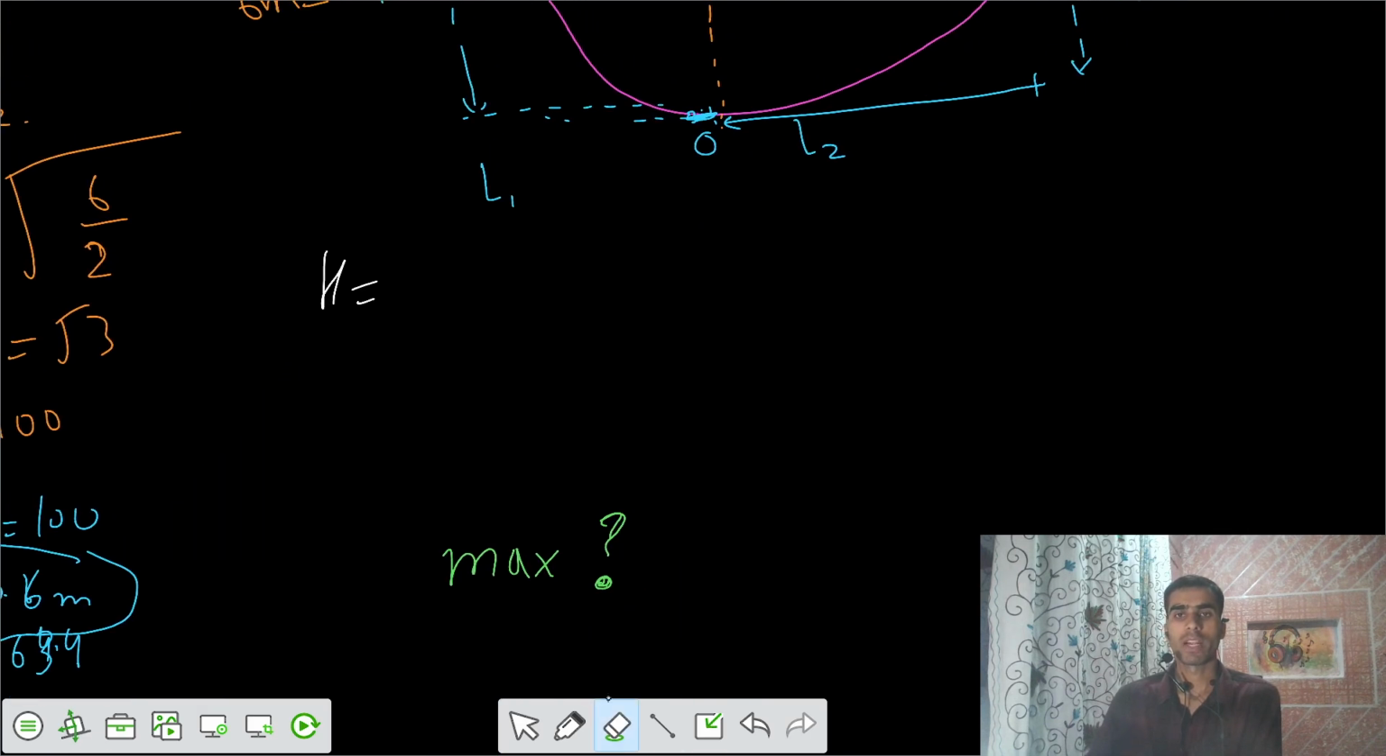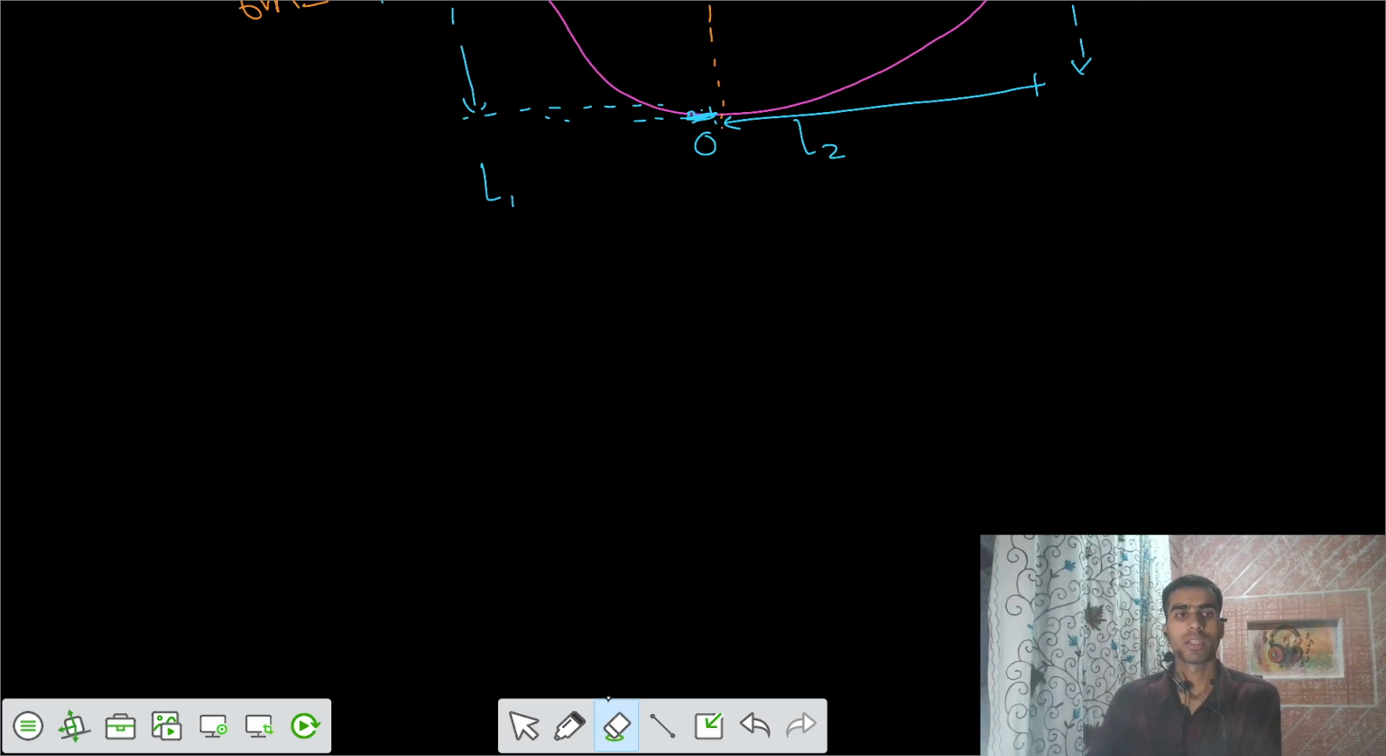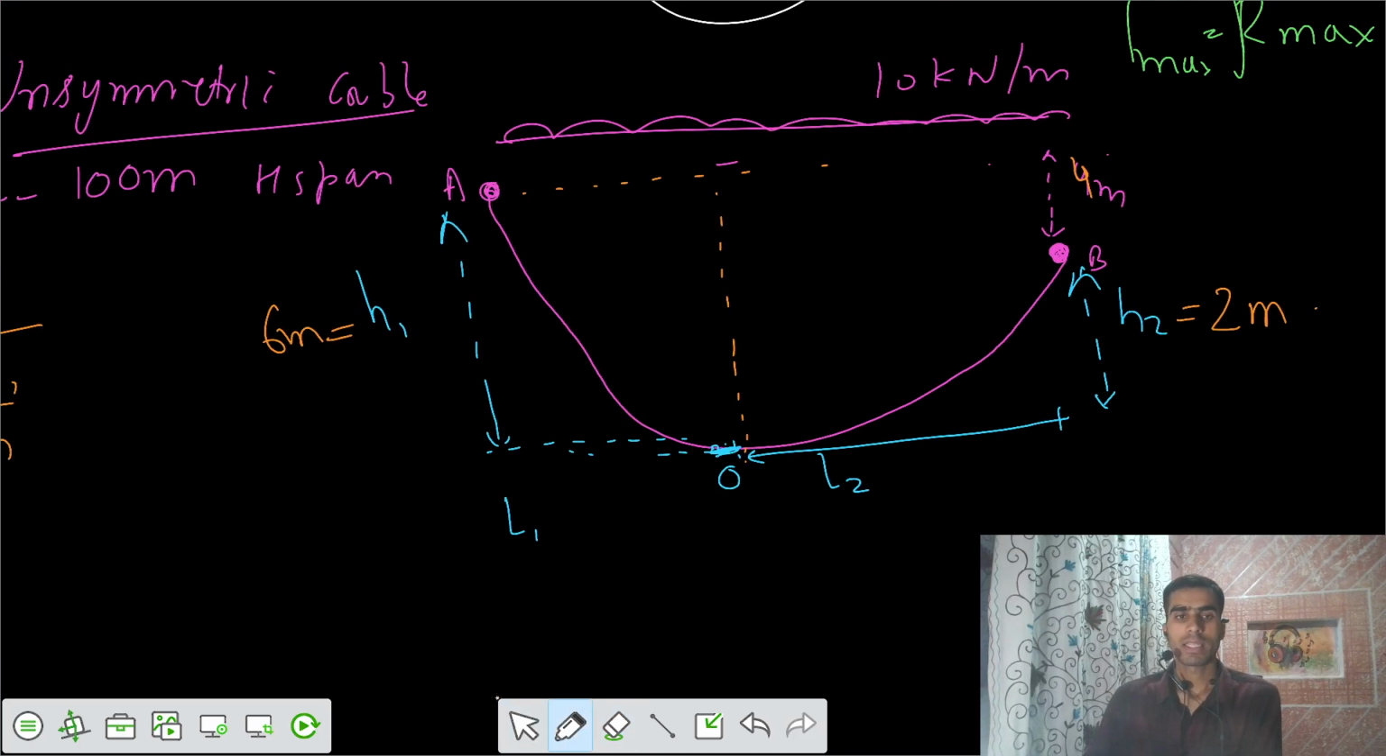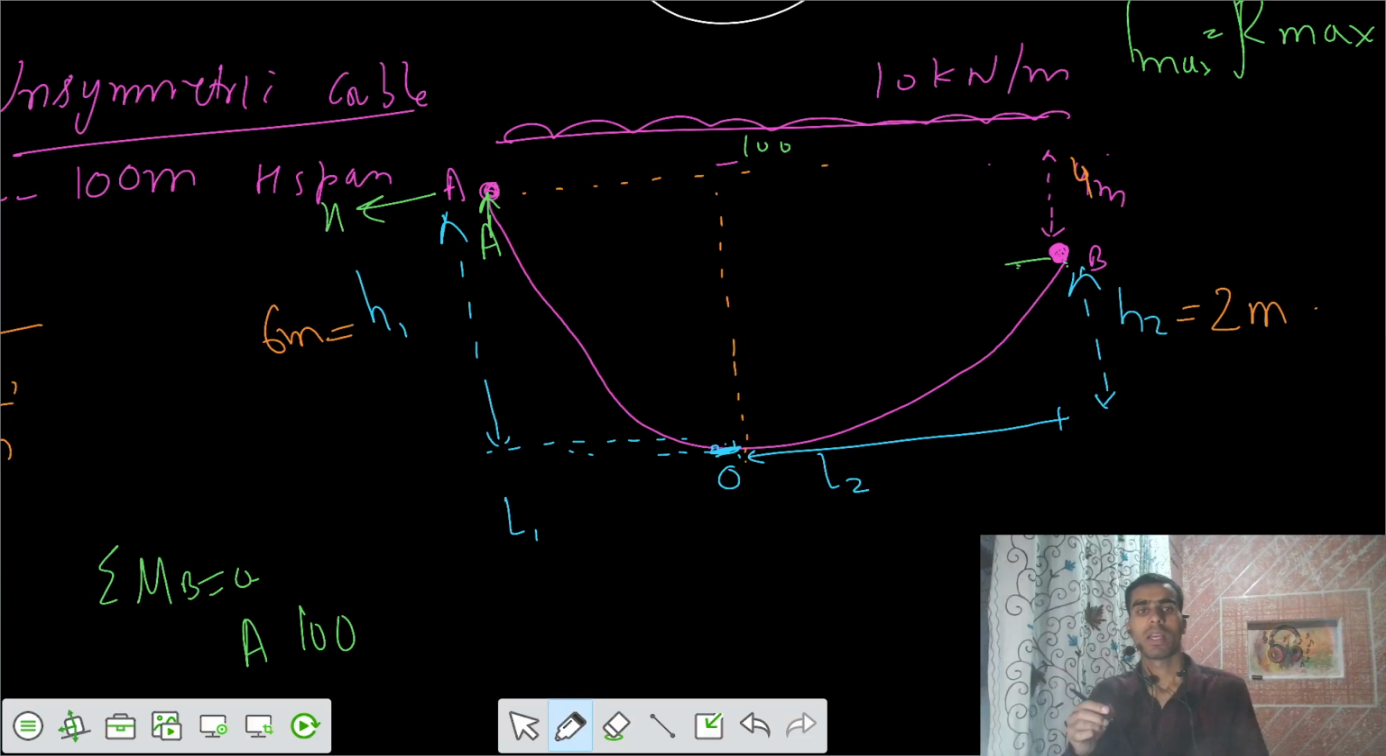Let's calculate the reactions. I would apply summation of moments at B equals to 0. Here we have some H, here we have some A, and about the point B we have to calculate. Reaction of A into length of 100 meter, total length is 100 meter. Then we have horizontal H. Is it clockwise or anti-clockwise about this point? Your point B is here and H is here, so it's trying to have a negative moment. That's anti-clockwise, so we can write negative H.